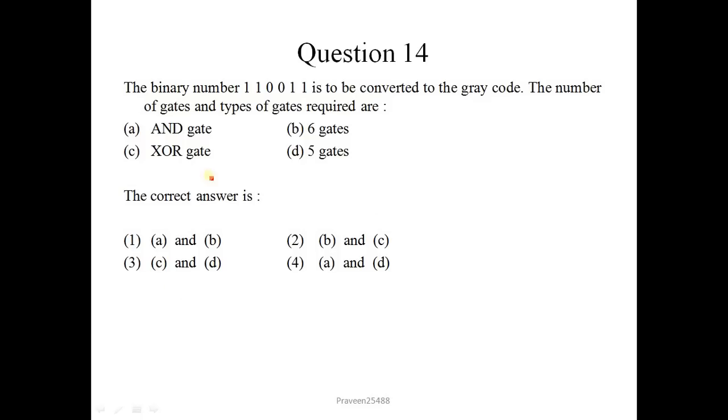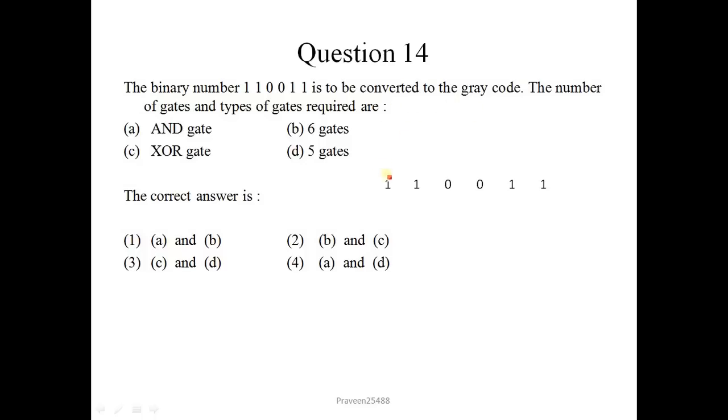Next question is, the binary number 110011 is to be converted to the gray code. The number of gates and types of gates required are. And to find the correct answer, the given binary number is 110011. Here is how we convert from binary to gray.